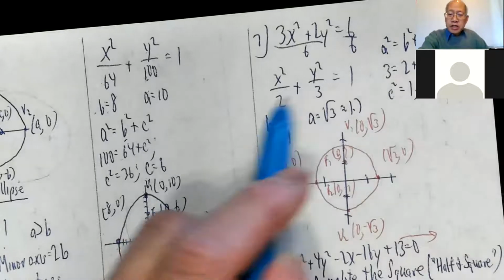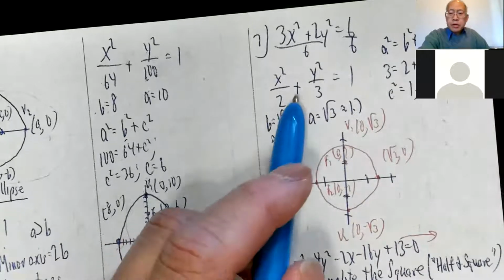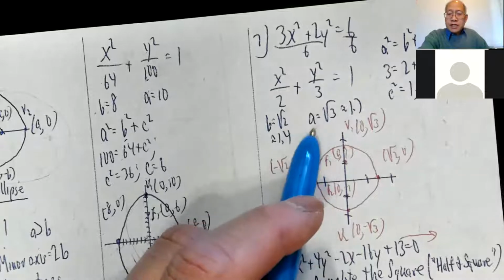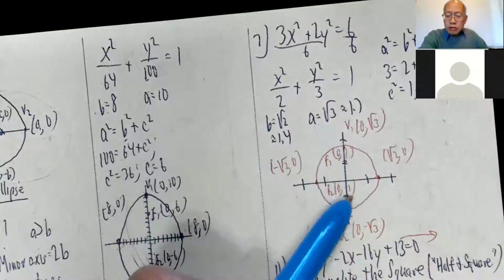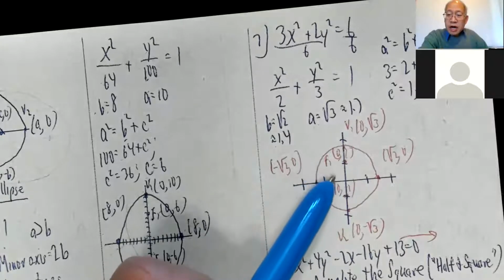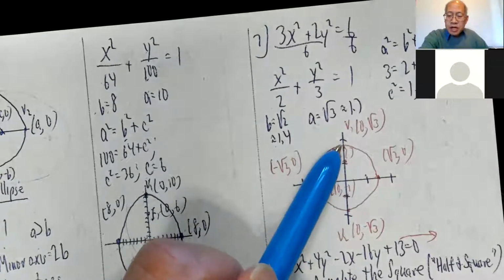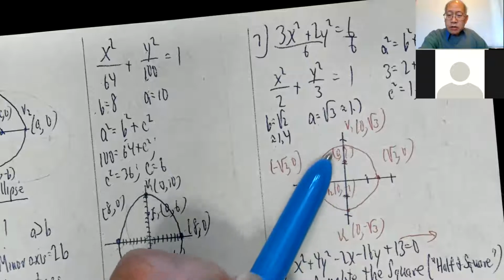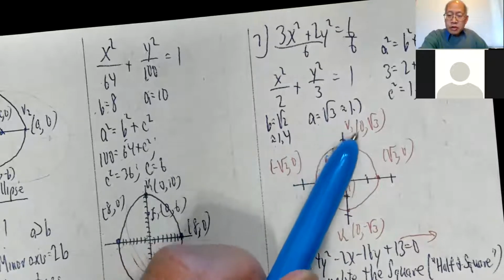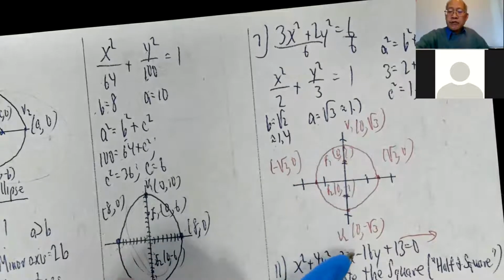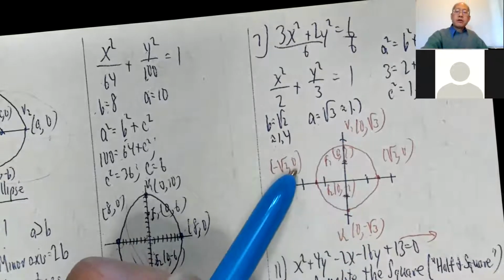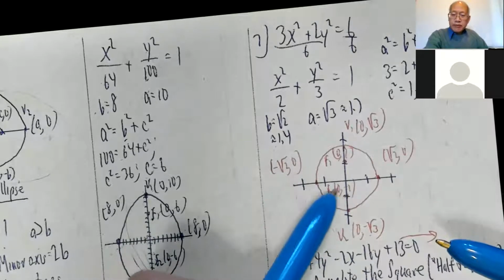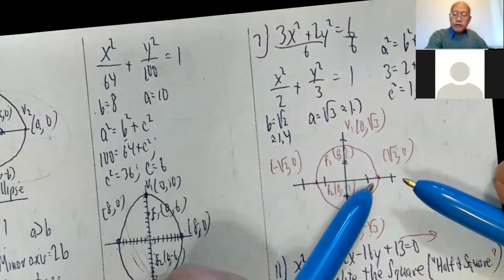Take the square root of each of these. Square root of 2, that's B. Square root of 3, that's A. That's about 1.7. That's about 1.4. Punch it in the calculator. So this is kind of awkward. I go up 1.7 and down 1.7. So my two vertices are vertex 1, (0, radical 3), and vertex 2, (0, negative radical 3). Left and right, I go radical 2, which is about 1.4. So 1.4 left, 1.4 right.